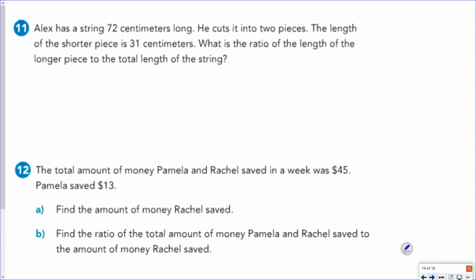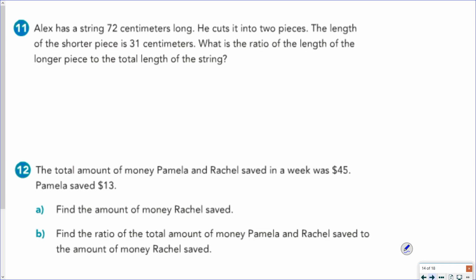And then our final two examples for today. Alex has a string 72 centimeters long. He cuts it into two pieces. The length of the shorter piece is 31 centimeters. What is the ratio of the length of the longer piece to the total length of string?